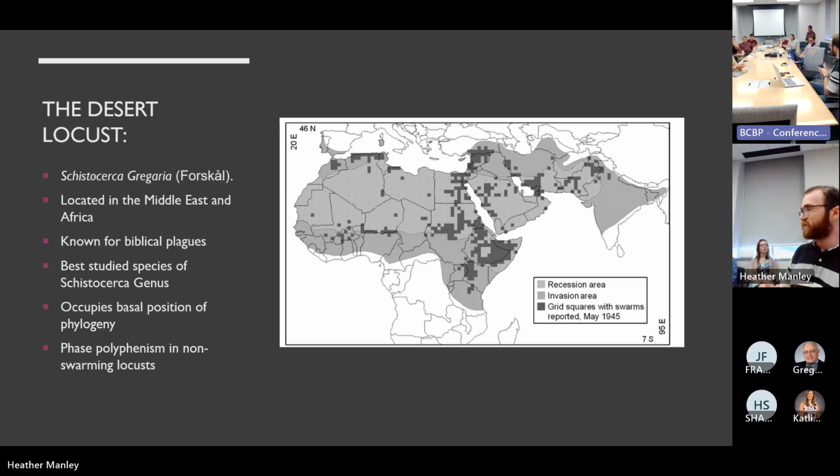So the species that was used in this study was specifically the desert locust. This locust is located in the Middle East and Africa, but it's relevant to all locusts. It's known for the biblical plagues to show the level of destruction that they can cause, and it is the best studied species of the genus that locusts are present in. It occupies the basal position of the phylogeny, meaning that most of the locusts of this genus are evolutionarily related to it, so the traits of swarming are relatively consistent between all of them. And phase polyphenism is present in all of these locusts, like I said.